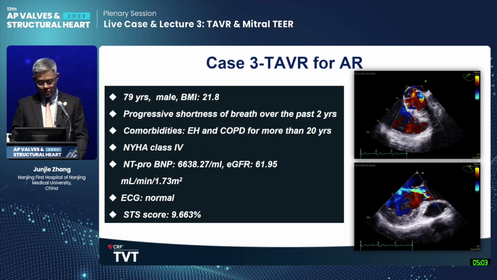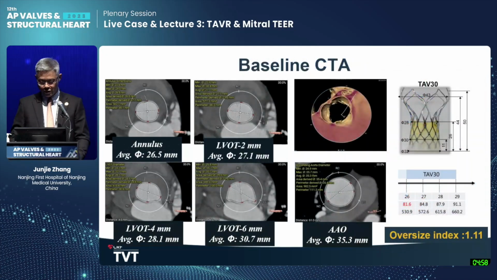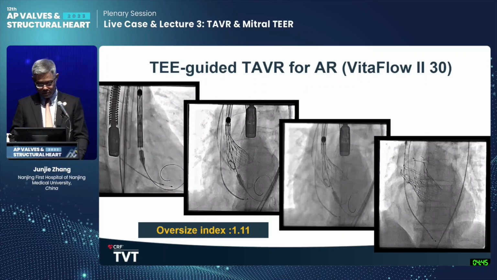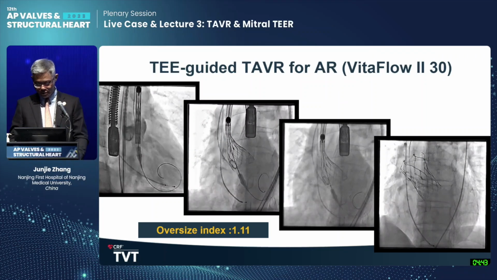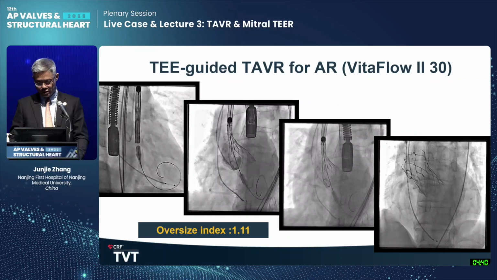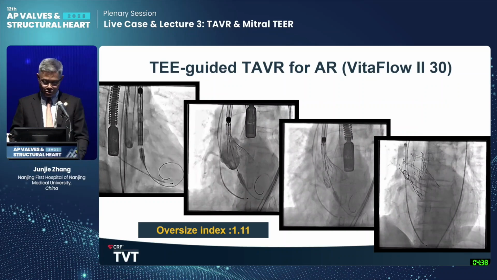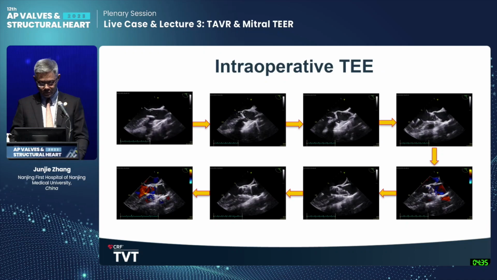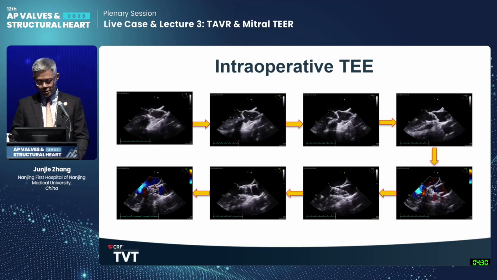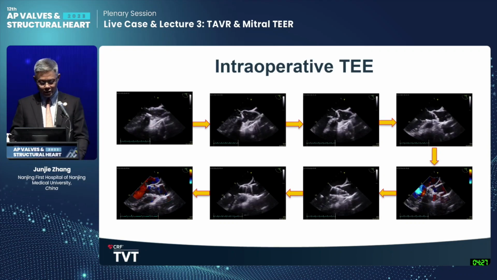This is another case. You can see also a very elderly patient with severe heart failure and severe aortic regurgitation, and also you can see this dilated aortic root. So the decision was still made to use the VitaFlow 30 millimeter valve. Still with the TEE guidance, we successfully deployed the 30 millimeter VitaFlow second-generation valve. This is the intraoperative TEE guidance. I think for the pure AR TAVI procedure, the TEE guidance is quite important.